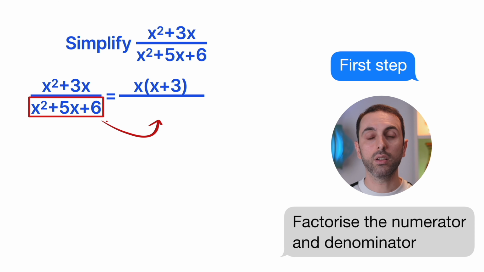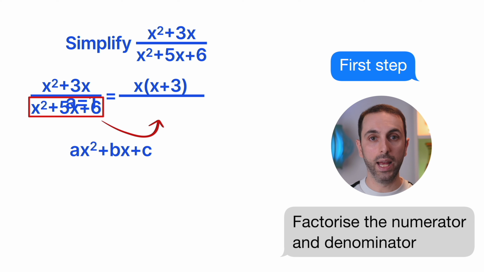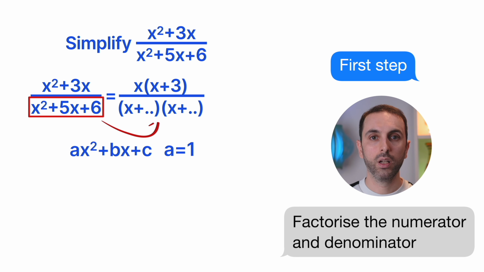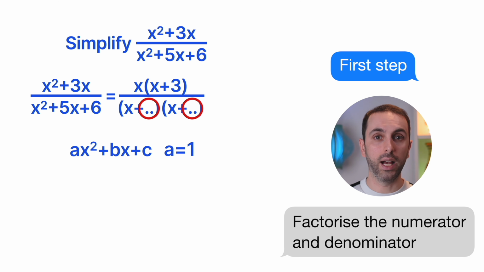For the denominator, since we have a quadratic in the form of ax squared plus bx plus c, where a is 1, we're going to factorize this in terms of two brackets and place x at the start of each of the brackets. Next, we need to decide on the constants that are paired with x inside of the brackets.